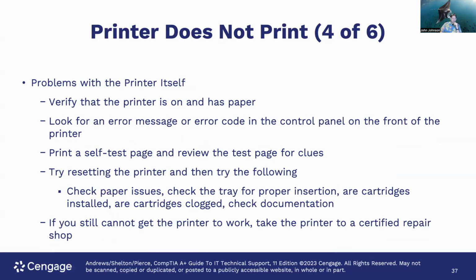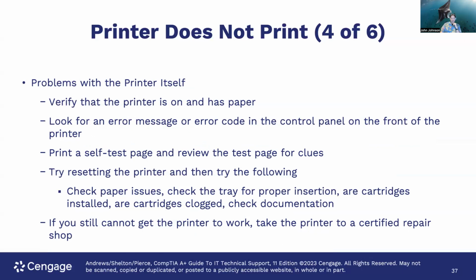So getting to the problems with the printer itself, you can verify that the printer is on and has paper. That's important. The on part is absolutely important. Look for an error message or error code in the control panel on the front of the printer. You can print a self-test page and review the test page for clues.